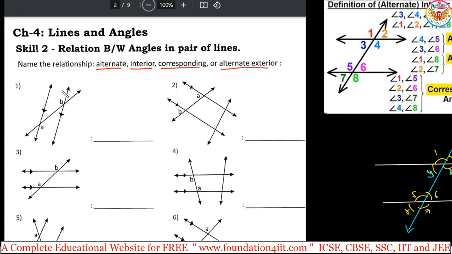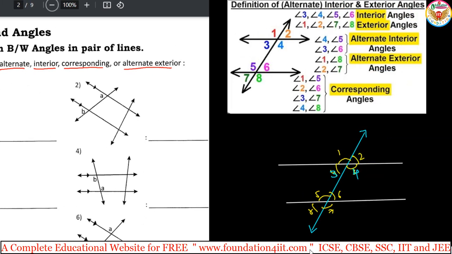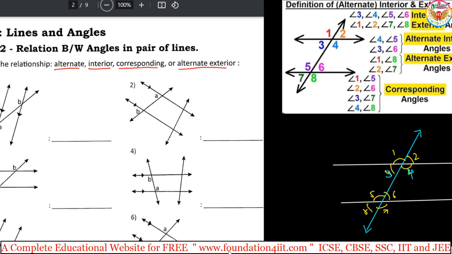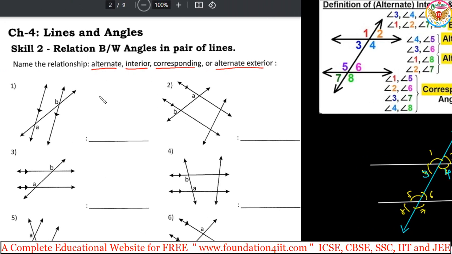So B and A. B and A are actually inside, interior, but they are alternate. So alternate interior. They are interior. Same side? No, not same side. So alternate interior. This is alternate interior.